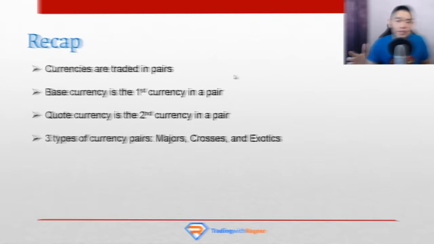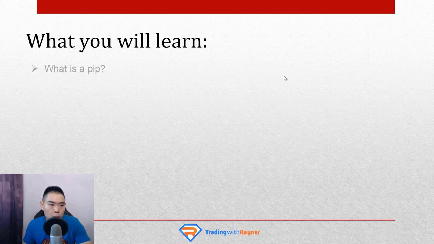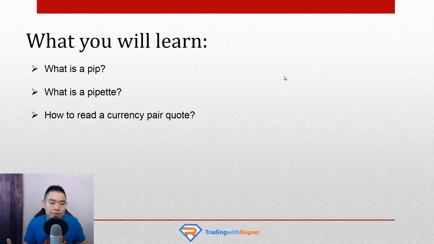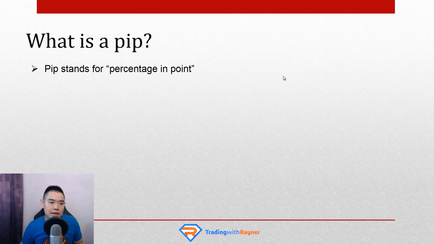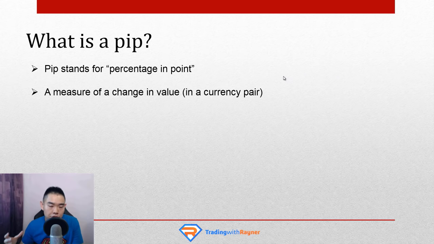So moving on, in this section, you will learn number one, what is a pip? Number two, what is a pipette? And number three, how to read a currency pair code. So let's get started. First and foremost, what is a pip? A pip stands for percentage in point. In essence, it's a measure of a change in value in a currency pair. Don't worry, we'll get to that later. So a pip, remember, is the fourth decimal place in a currency pair code.